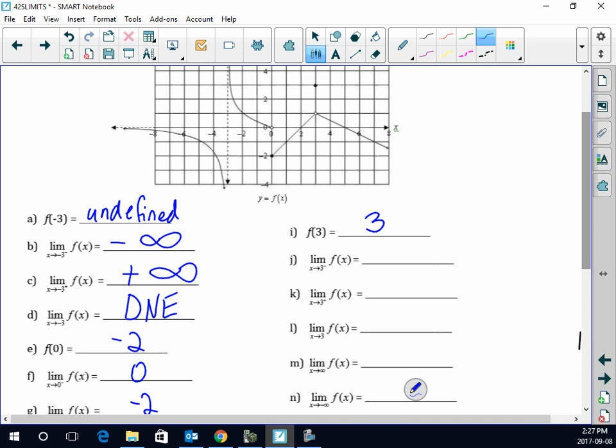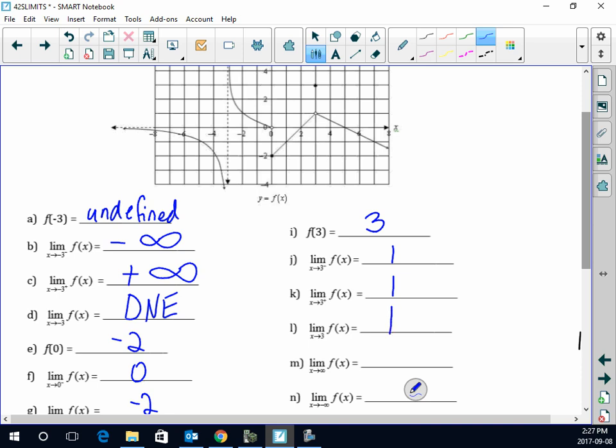X goes to 3 from the left. Where does it want to go? 1? How about from the right? 1. So, from the left it wants to go to 1, and the right it wants to go to 1. So really, where does it want to go? 1.